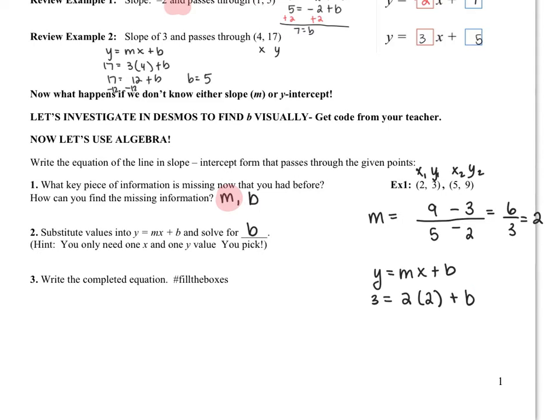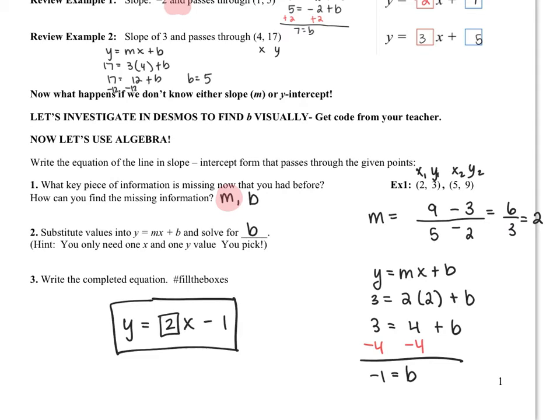So now to get b by itself, what I would do first is I would simplify 2 times 2 to get 4. And then since 4 is bothering b, I would subtract 4 from both sides. This would give me a b value of -1. Don't get too excited yet. Remember, we can't stop until we fill the boxes. Our first box gets filled with the slope, which in this case was 2, and our second box gets filled with the y-intercept, which in this case was -1. Our linear equation would be y equals 2x minus 1.